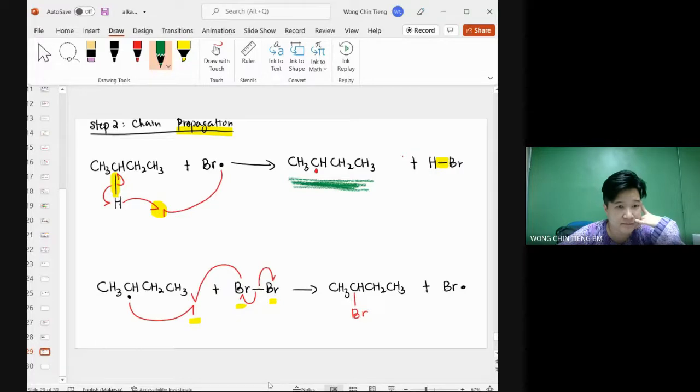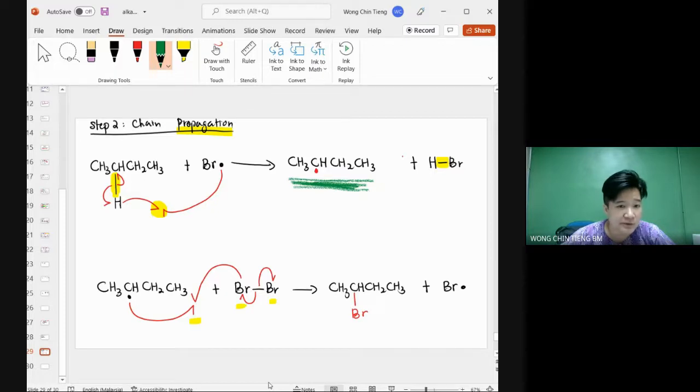Faham ke setakat ni? I enjoy mechanism. I don't know whether you do or not, but I really enjoy mechanism. It makes everything much clearer. You know how the reaction actually happen. Okay? So jangan hafal sahaja. Make sure kamu faham. Okay?